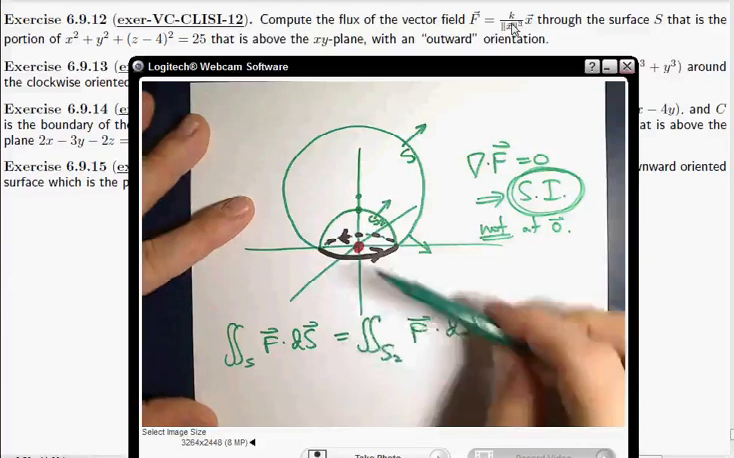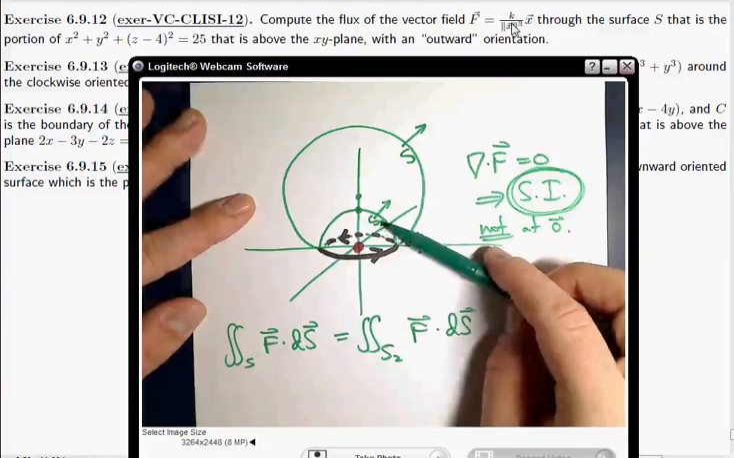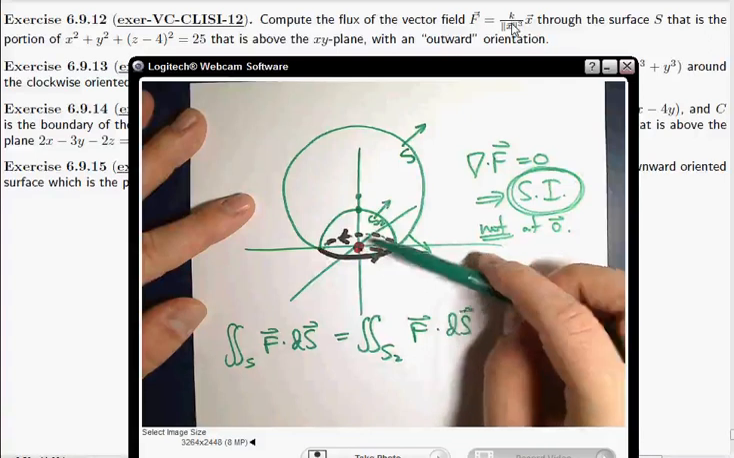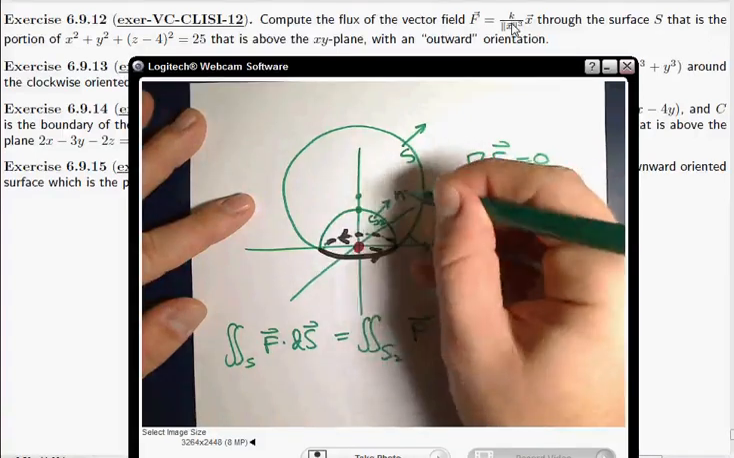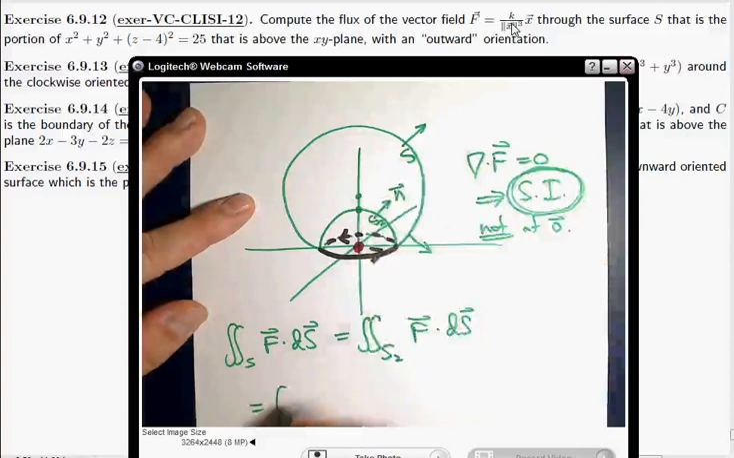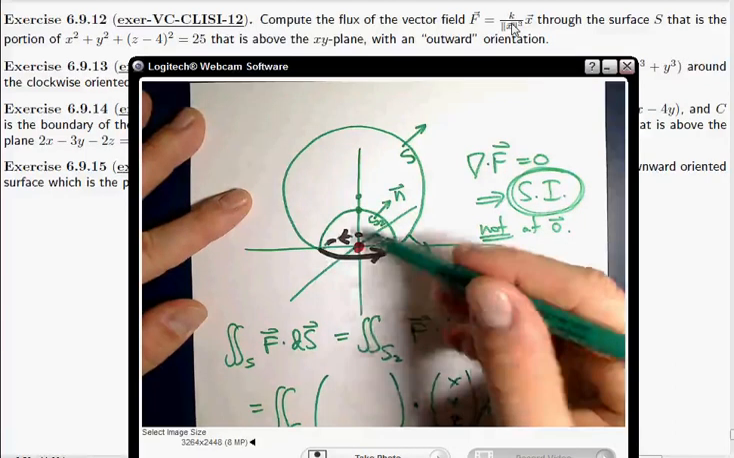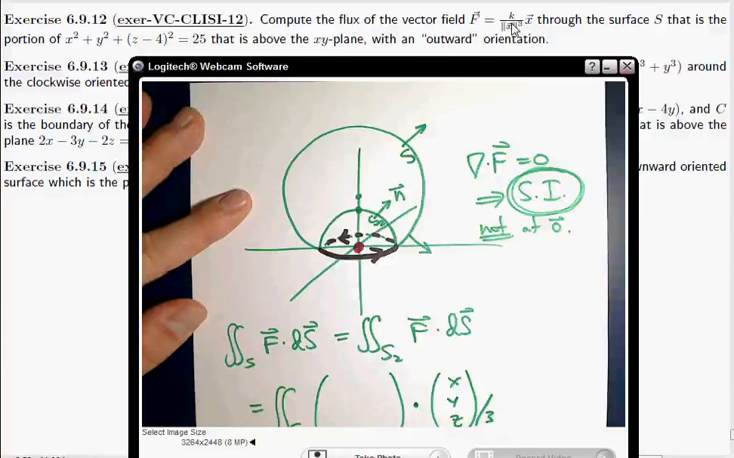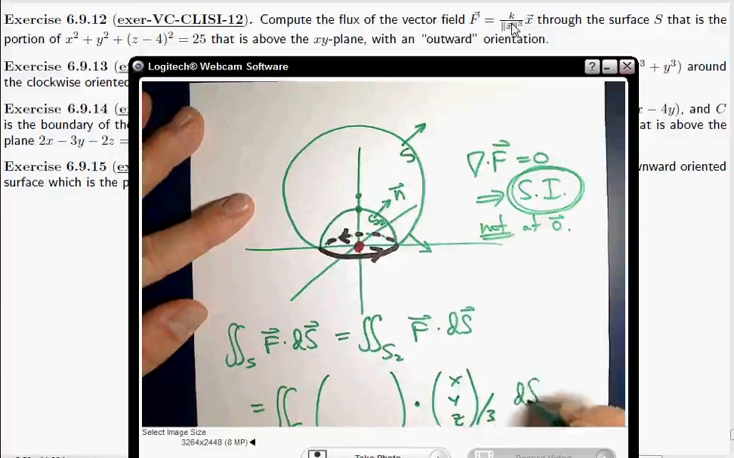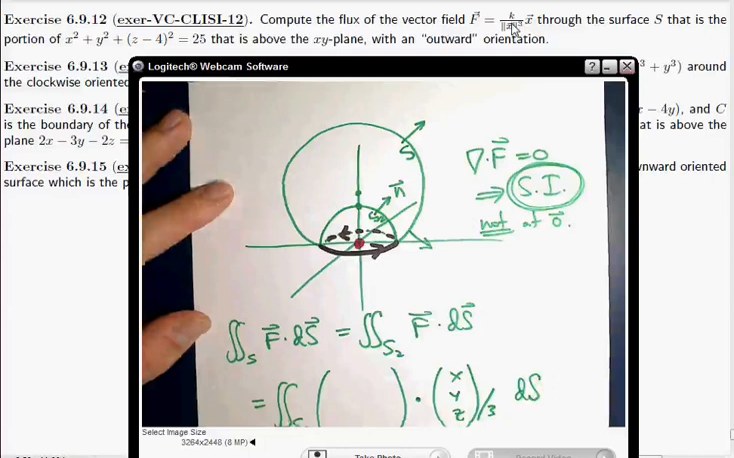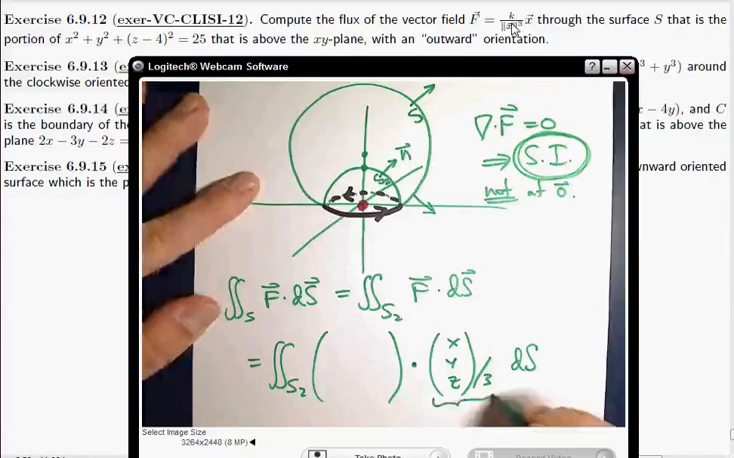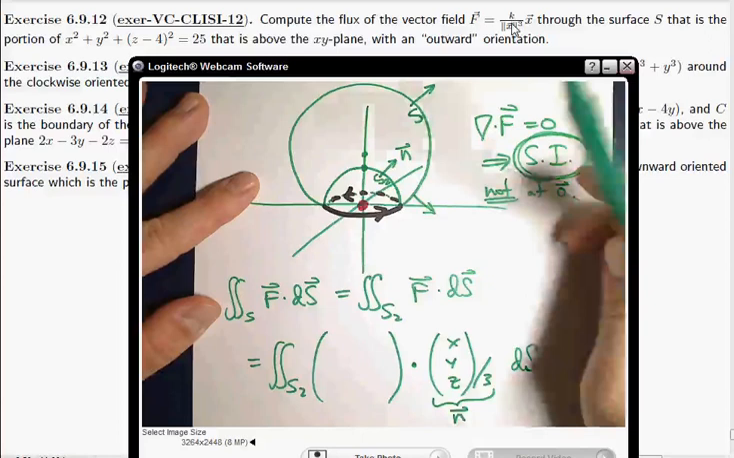For one thing, S2 has this lovely feature that it's a sphere centered at the origin. So I can write down its normal vector very easily. That normal vector, see, there's my vector field. The normal vector is going to be x divided by the radius of that sphere. And the radius of that sphere is 3. Let me pause for a second and make sure everyone's happy with that. Does everybody believe me that this is that unit normal vector there?